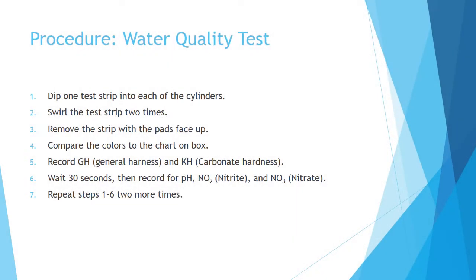For the water quality test, dip one test strip into each of the cylinders, swirl the test strip 2 times, and remove the strip with the pads face up. Then compare the colors to the chart on the box and record for general hardness and carbonate hardness. Then wait 30 seconds to record for the pH, nitrite, and nitrate. Repeat these steps 2 times.